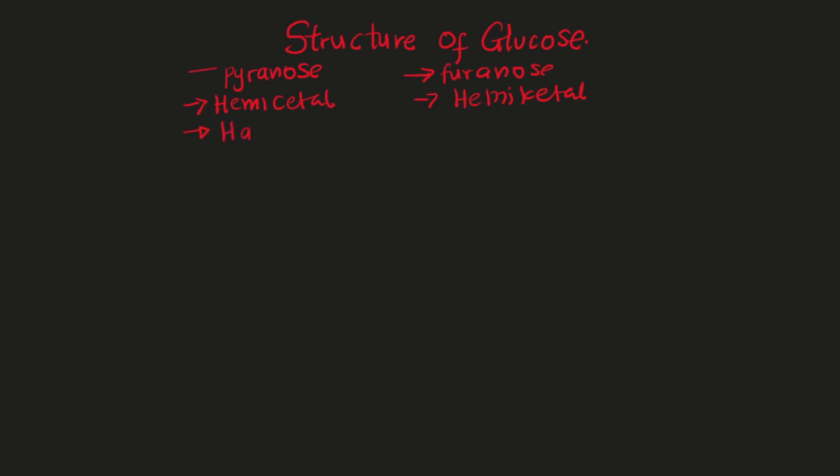Then at the same time I'm going to talk about the outward projection formula, and also I'm going to talk about the Fisher projection formula. So that's actually what I'm going to be talking about in this video. That simply means I'm going to be focusing on this aspect: the pyranose and the furanose form, the formation of hemiacetal, and also what hemiketal is. Then outwards and also what Fisher projection formula is. That's what I'm going to be focusing on in this video.